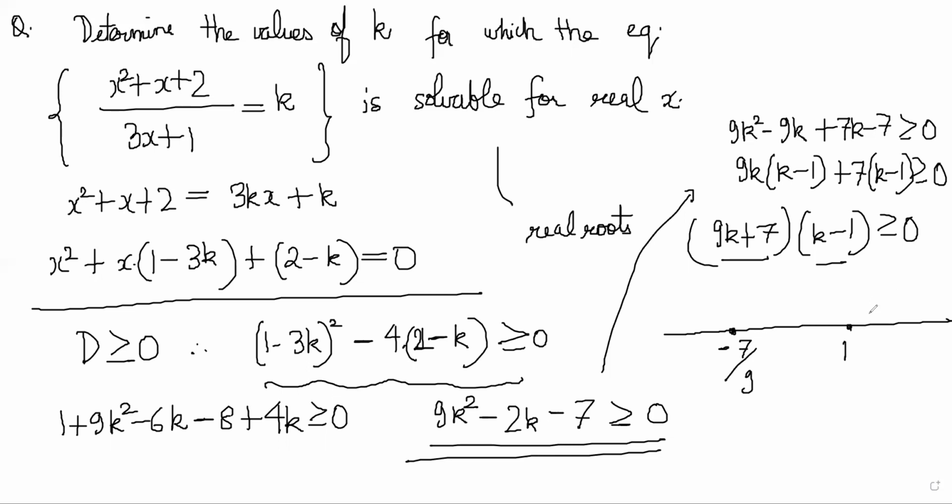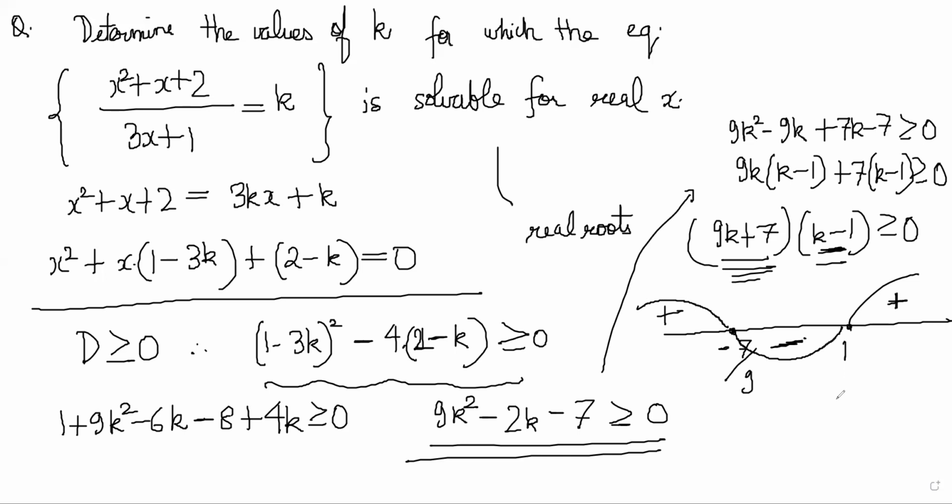So if my k value is beyond 1, then this factor is positive and this factor is also positive. So the overall expression is positive above 1. If it is between minus 7 by 9 and 1, then this factor is positive because it's above minus 7 by 9, and this factor is negative. So this overall product becomes negative. And if the values of k are below minus 7 by 9, then both factors are negative, so overall values will be positive. So that is a brief example of the wavy curve method, which you might see in all standard books.